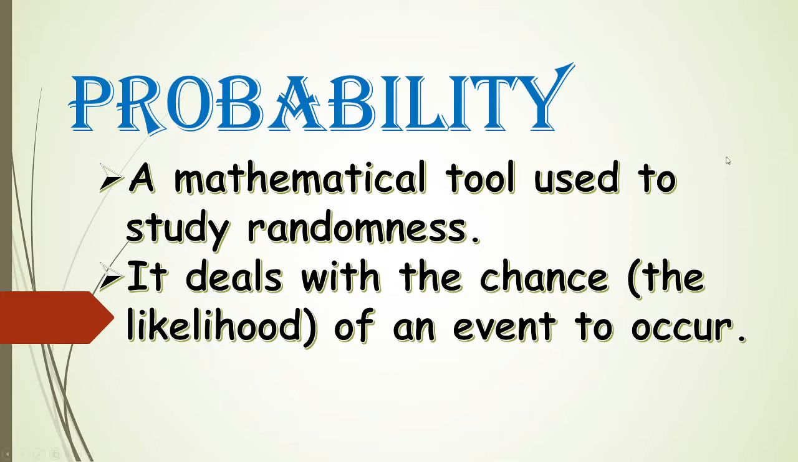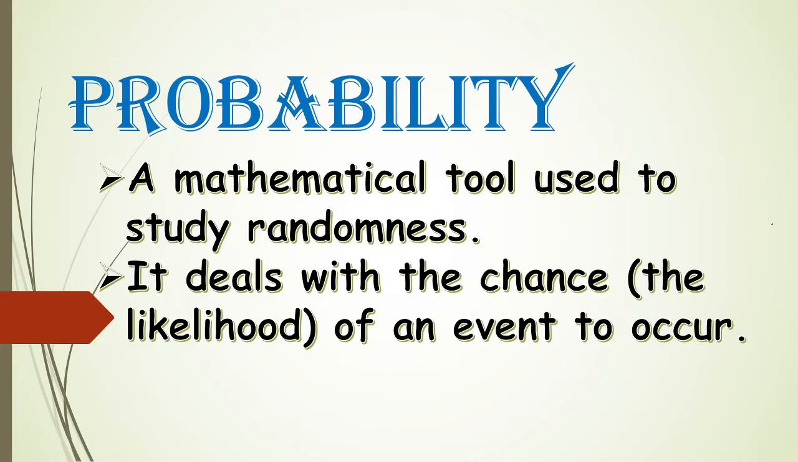Like, for example, if I'm going to be asking you, you go outside, then you tell me the probability that it will rain. Now, if the weather outside is so sunny, the probability is less. But if the weather outside is cloudy, then the probability that it will rain is greater. So that's what you mean by probability, the chance that the event will occur.